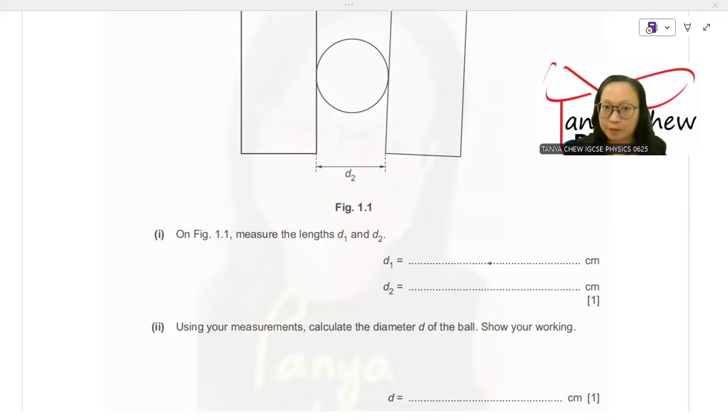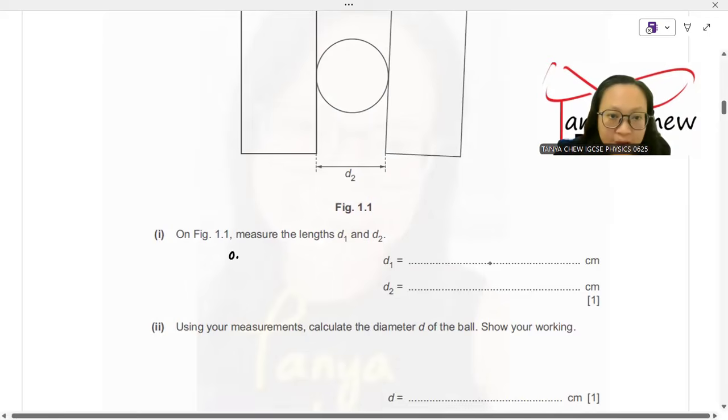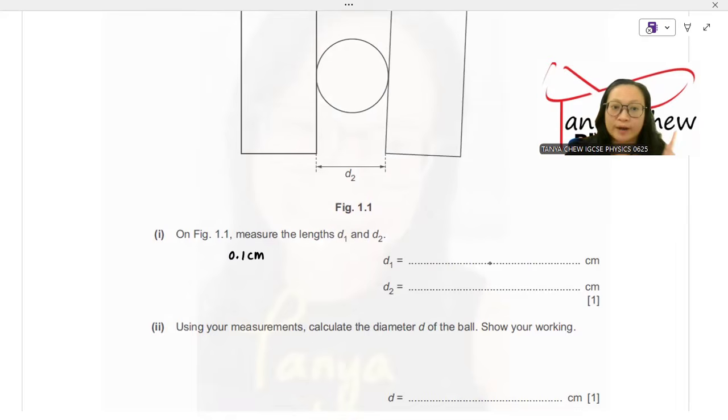Since I'm using a cm rule, the sensitivity means the smallest scale on that cm rule, which is 0.1. So the smallest scale is 0.1 cm. Therefore, your D1 and D2 values must be recorded to one decimal place. So I'm going to put it as 2.7 for D1 and 2.5 for D2. So you measure using your cm rule.